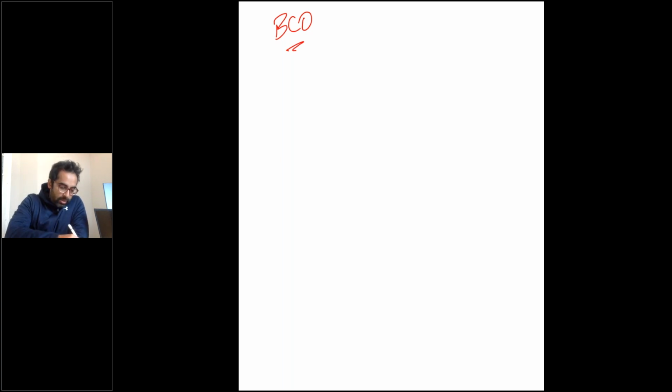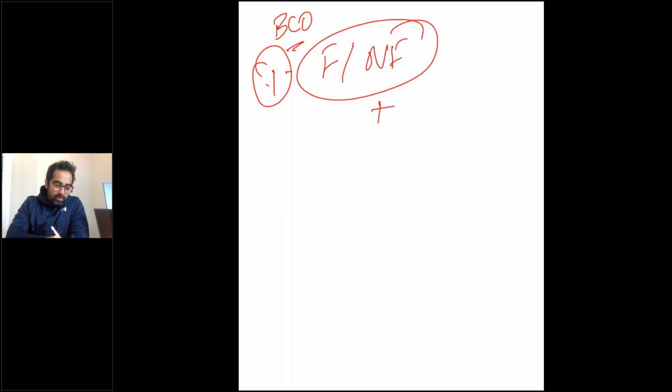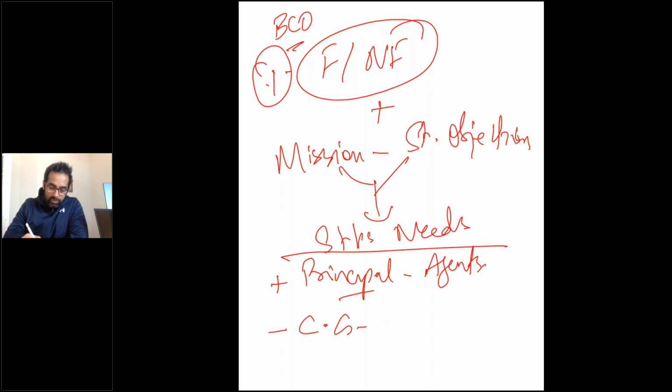So let me write here, requirement 1 was the financial and non-financial thing, and plus it was talking about the mission, strategic objectives, and how they are covering stakeholders' needs, plus the principal-agent relationship, and then about CG, corporate governance, the two-tier board. This was all about requirement 1.